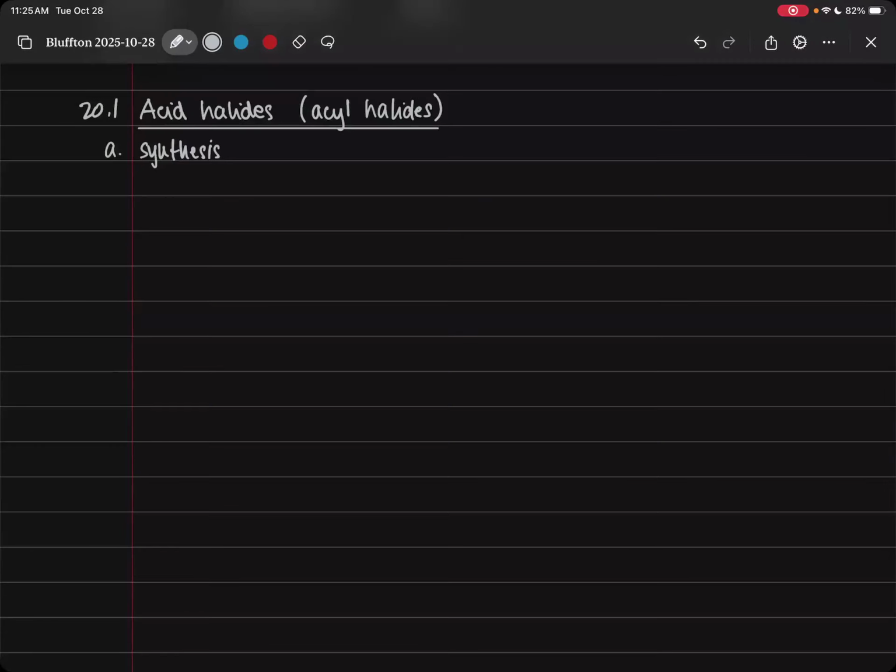So how do we make acid halides, which, as a reminder, are this, an acid chloride. Okay, that's all we're going to talk about. Here we need to start from usually a carboxylic acid. And we're going to use a new reagent you probably haven't seen before, and that is SOCl2. This is thionyl chloride.